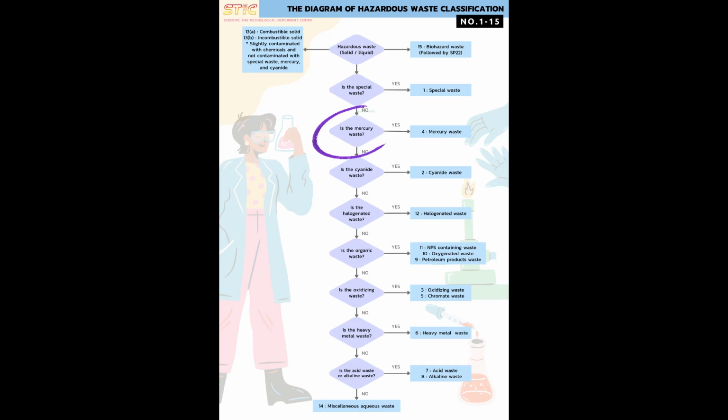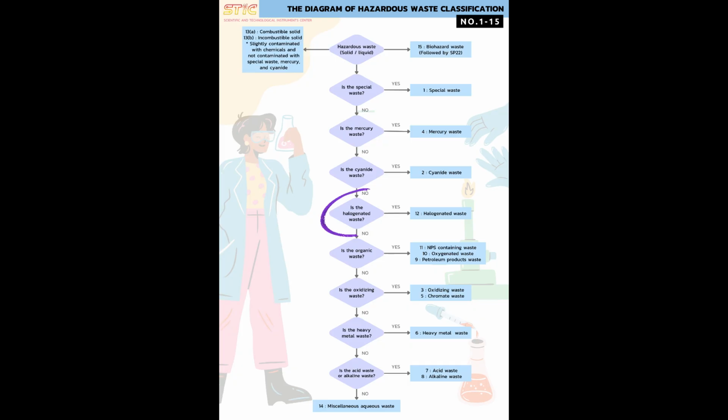Next, is it mercury waste? If the substance contains mercury or any mercury compounds, it falls into Category 4, mercury waste, which must be collected separately in sealed, labeled containers. If not, move on. Then we ask, is it cyanide waste? If the chemical contains cyanide ions, such as potassium cyanide or sodium cyanide, it becomes Category 2, cyanide waste, which is highly toxic and must never be mixed with acids. If it does not contain cyanide, proceed to the next question.